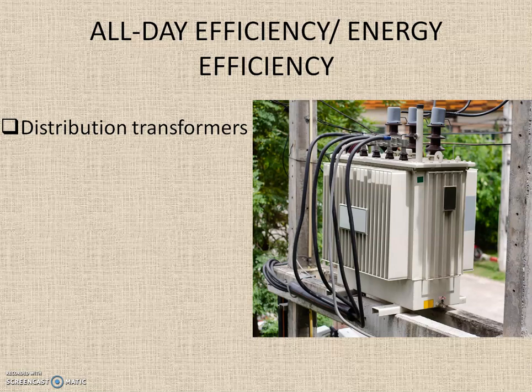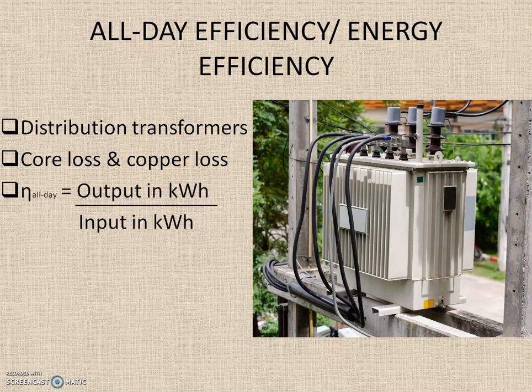So for a distribution transformer, the losses that occur are the copper loss and core loss, but only the core loss is of most importance. The copper loss occurs only when it is loaded, and for such transformers the efficiency is defined as the all day efficiency, that is the efficiency over a day. The equation is: efficiency all day equals output in kilowatt hour, not in watts, divided by input in kilowatt hour for a duration of 24 hours. So it is the ratio of output energy in kilowatt hour to input energy in kilowatt hour.